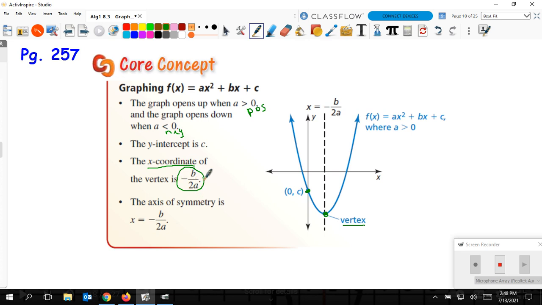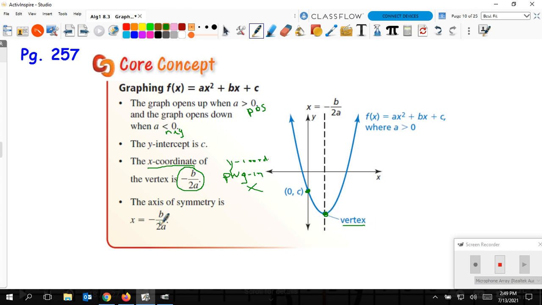And then to find the y, you need to plug in. It doesn't say anything about y here. So the x-coordinate of the vertex is this, but to find the y-coordinate of the vertex, we've got to plug in. You've got to plug the x back into the function. So we plug in x to find out what that y-coordinate is. That will tell us this ordered pair for the vertex.